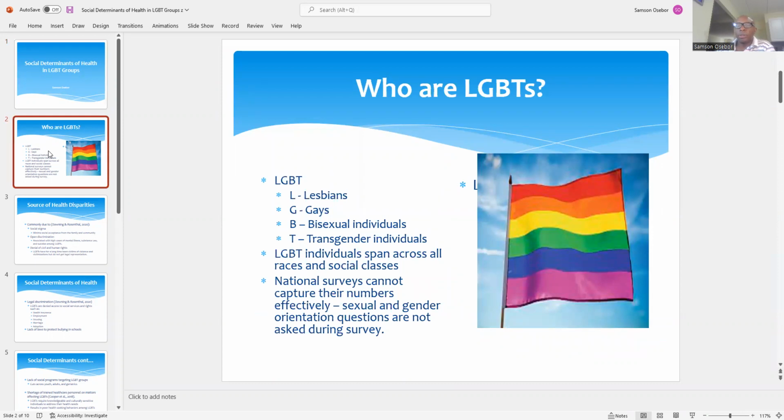Who are LGBTs? The LGBTs are the lesbians, gays, bisexual individuals, and transgender individuals. LGBT individuals span across all races and social classes. National surveys cannot capture their numbers effectively because sexual and gender orientation questions are not asked during surveys.